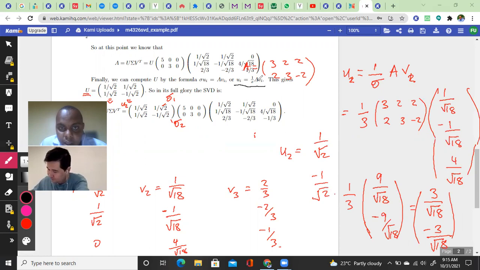So looking at this formula, I think it's better to write 1 over sigma I, because the sigmas are going to change. I agree with you, sigma I. Okay, so that's how we come up with the U matrix in SVD. Now I understand. SVD understandable. Okay.